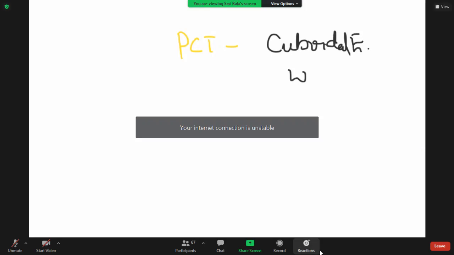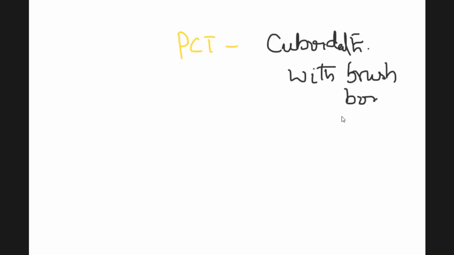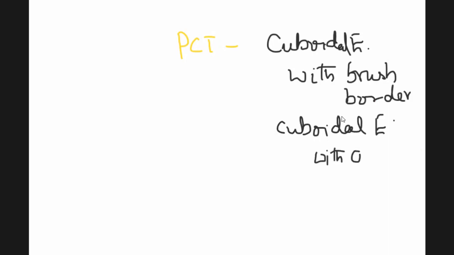Cuboidal epithelium with microvilli, the brush border. Fresh border, microvilli. Then cuboidal epithelium with cilia, in the small bronchioles. Bronchioles.